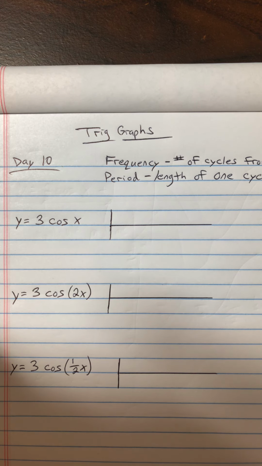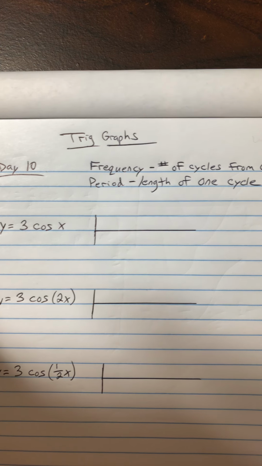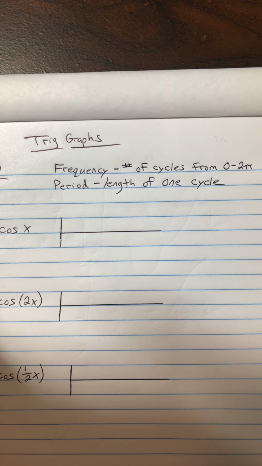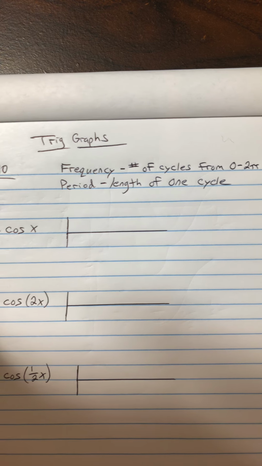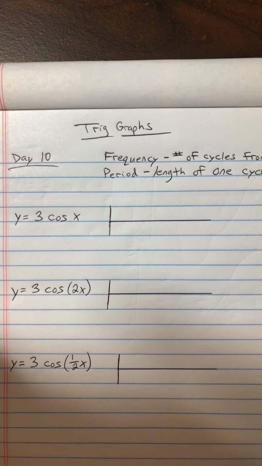Okay, Algebra 2, day 10 notes on trig graphs: frequency and period. The frequency is the number of cycles from 0 to 2 pi, and the period is the length of one cycle. Alright, most of these come straight from the notes, so if you have them, great, follow along. If not, just try these on a separate sheet of paper.